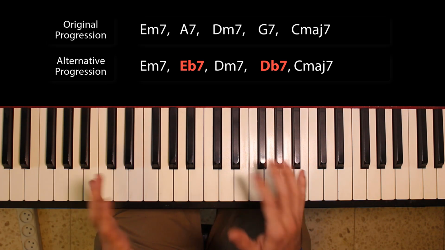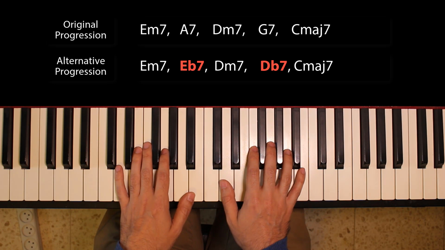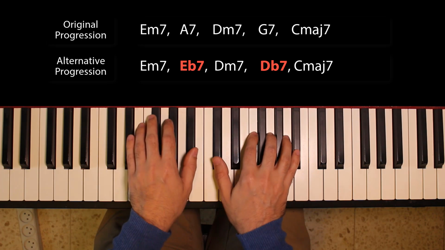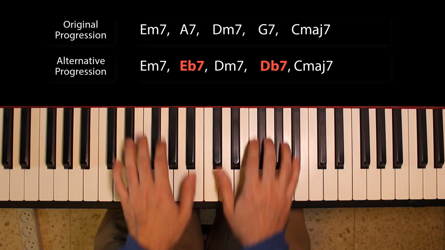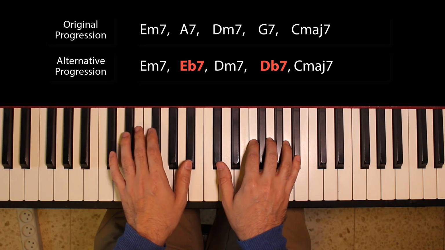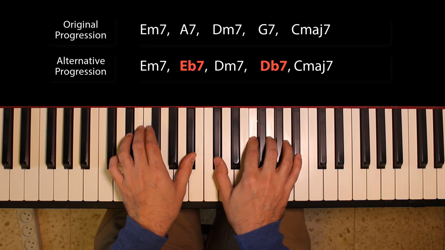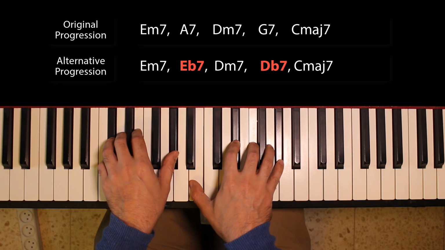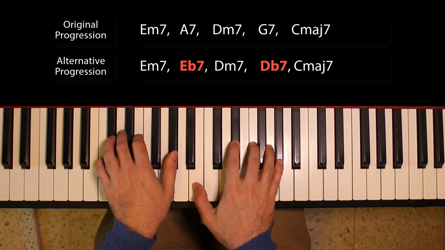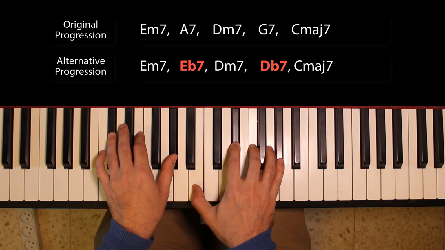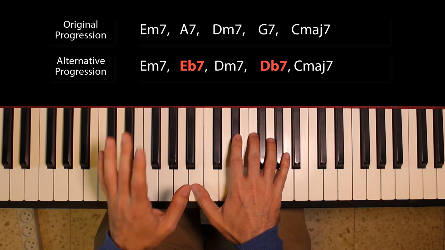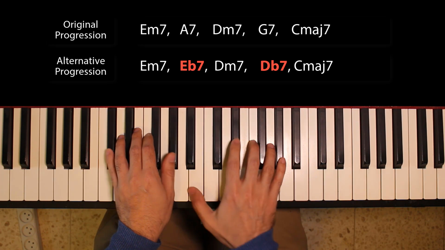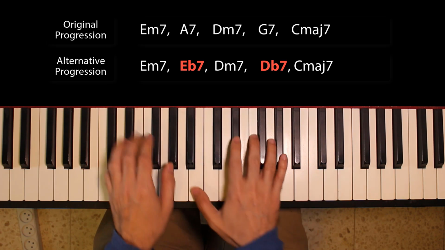So personally, I thought the first substitution was a lot better than the second one, so this worked. This chord here, this E flat dominant 7th, this one didn't really work as well because there's a clash, a bit too much of a clash in my opinion, between the melody and the chord.